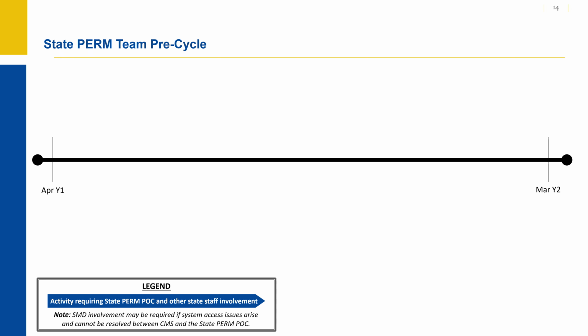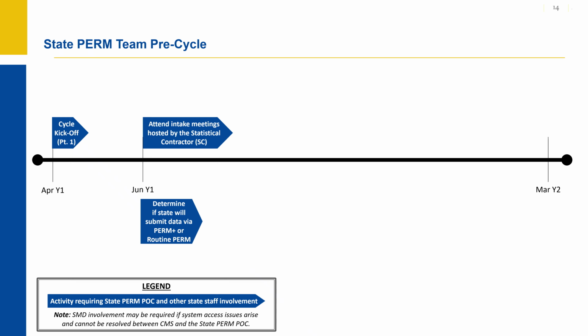The pre-cycle phase starts with Part 1 of the cycle kickoff call for the state PERM points of contact. This call occurs in April of year 1. Then in June of year 1, states attend intake meetings hosted by the SC. The state also determines whether it will submit data via PERM Plus or the routine PERM process.